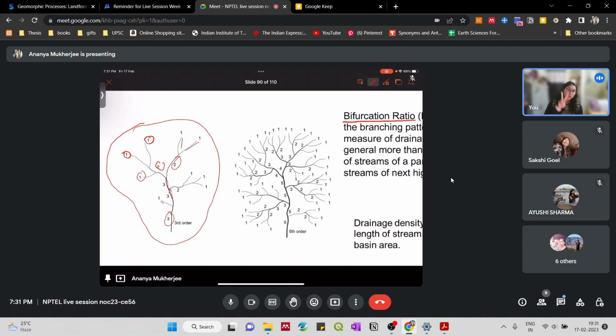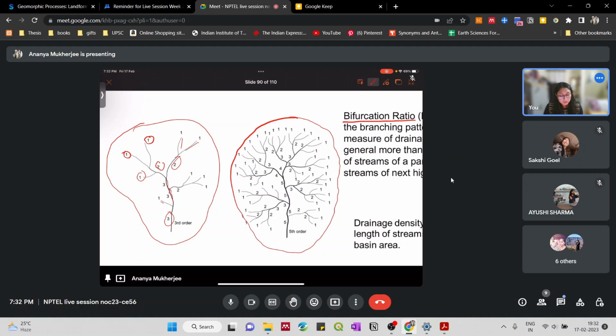Okay, when two similar order streams join at one place, they form a higher order stream. Now this is where you have very few streams of different orders. But when you consider this drainage basin, you can see that the number of streams of different orders is increasing. There are so many first order streams, and they join together to form second order streams. Second order streams then join to form third order, then the third orders form the fourth order.